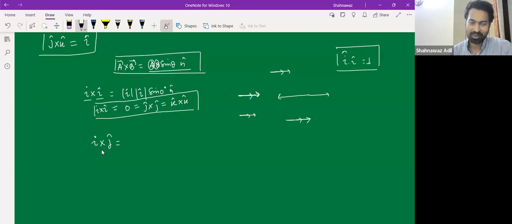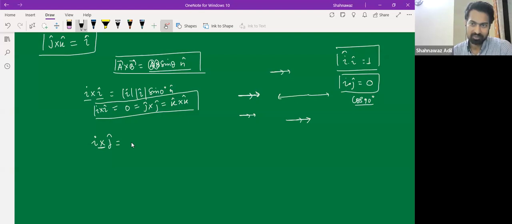So is this cross product or dot product? Cross. So for cross, do we have sine theta or cos theta? We have sine theta. And I dot j is 0, right? Because cos 90 is 0. Yes, sir. So I cross j is 0. How did you reach this answer?